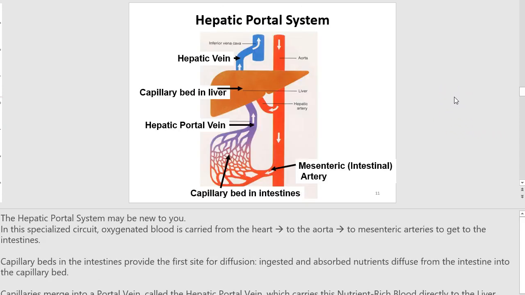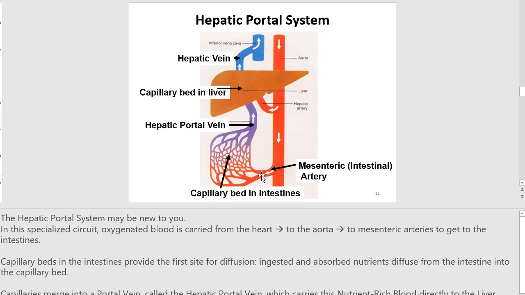The new portal system that I'd like to introduce you to is called the hepatic portal system. We will encounter this when we talk about the digestive system, so I thought we'd just cover it now while we're doing blood vessels. So the heart's up here somewhere. It's not on the diagram. Oxygenated blood leaves the heart in the aorta and travels down into the abdomen. One branch of the aorta is called the mesenteric artery. The mesenteric artery supplies blood to the intestine.